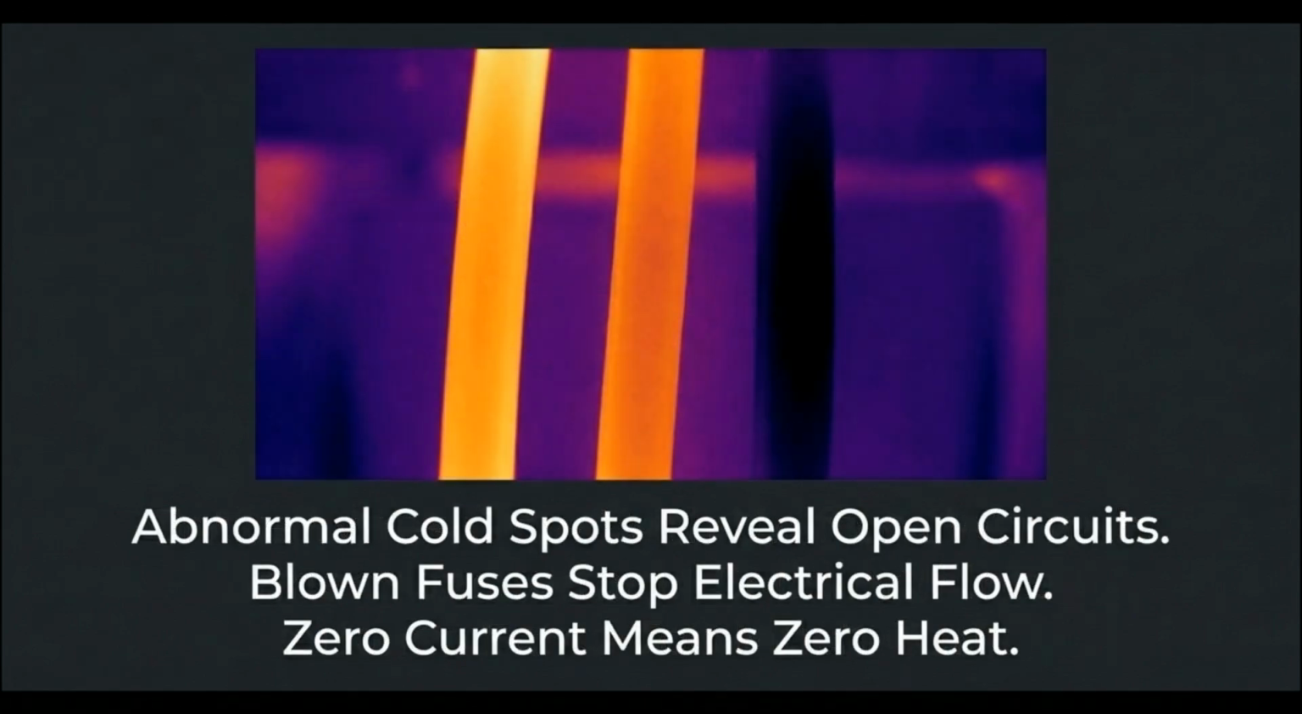Abnormal cold spots on a working system indicate open circuits. For example, a blown fuse stops the electrical flow, resulting in 0 current and 0 heat.